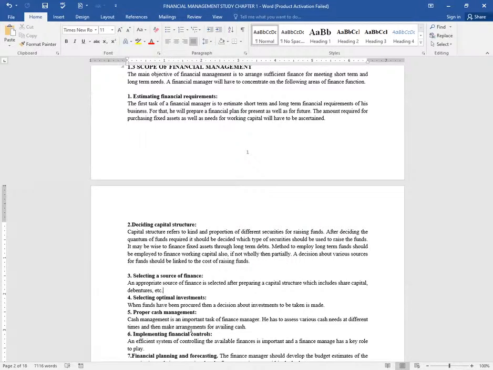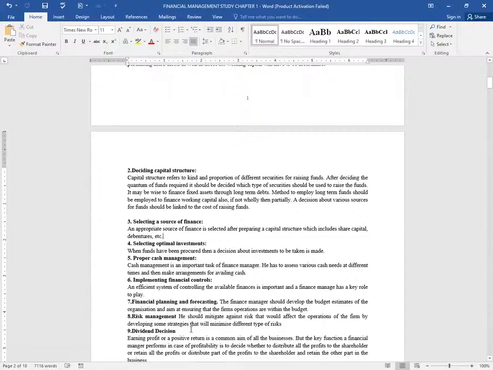Of course, ladies and gentlemen, the finance manager, being among the key managers that we have in the organization, has to be involved in designing of financial controls so at the end of the day, we don't have leakages in the institution. We should never have leakages in the institution. Note number 7, ladies and gentlemen, is financial planning and forecasting.